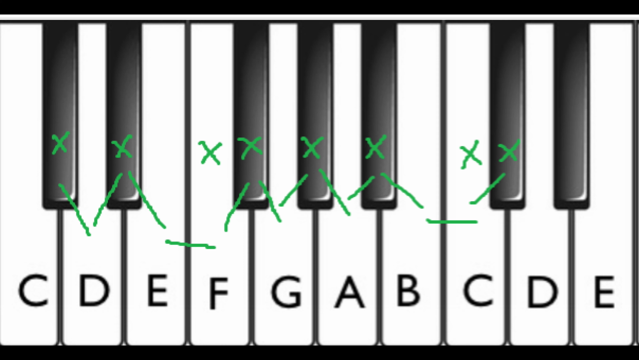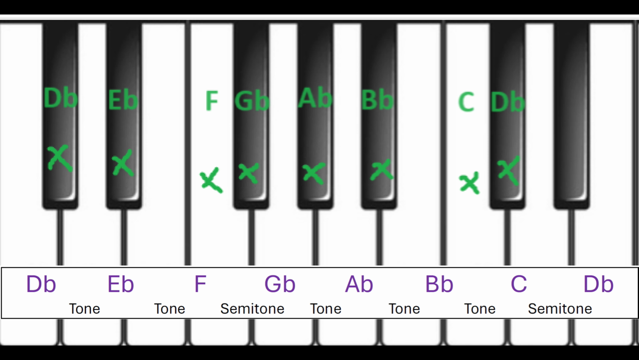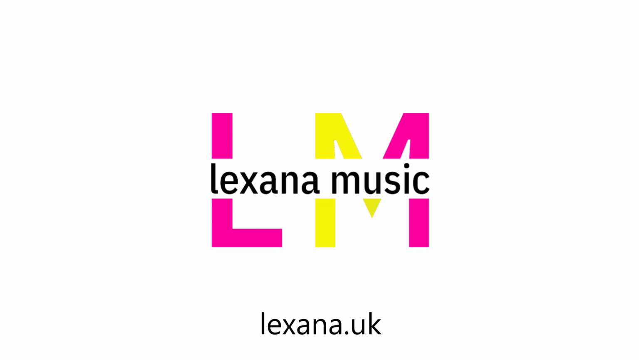Let's look at it actually written out. D flat, E flat, F, G flat, A flat, B flat, C, D flat. All I've done is select a key note, go up, tone, tone, semitone, tone, tone, tone, semitone, and voila, there is the major scale. Over to you.